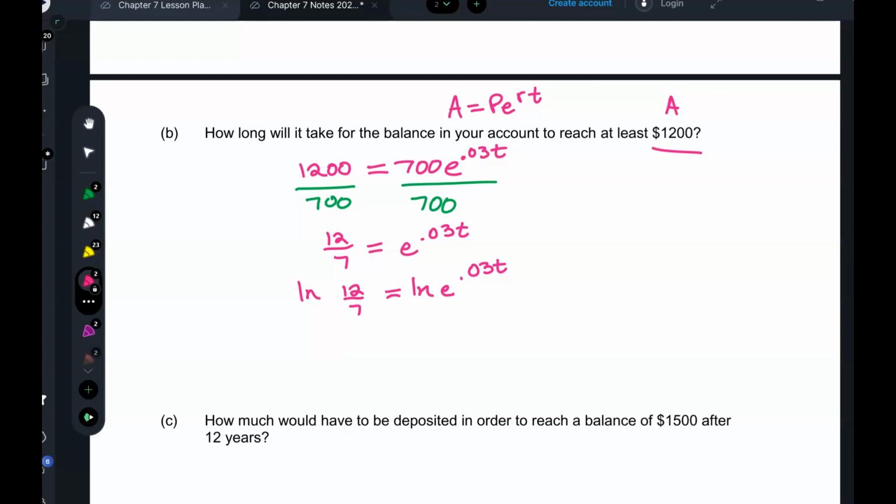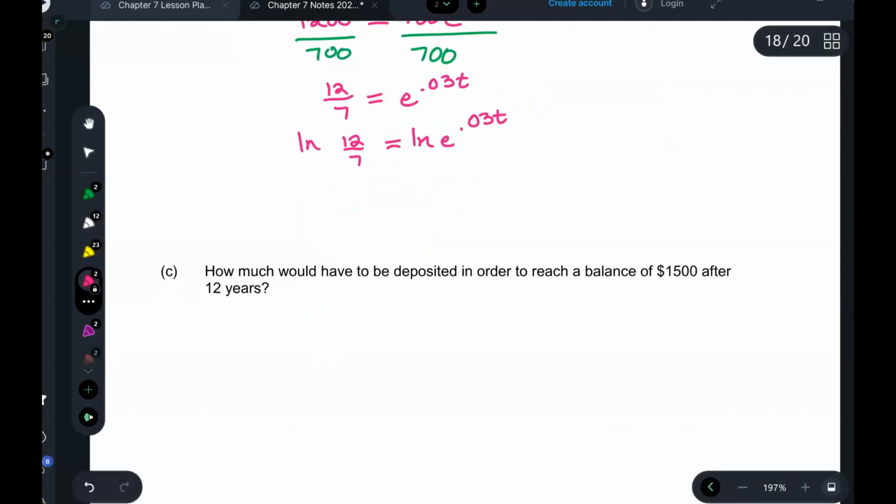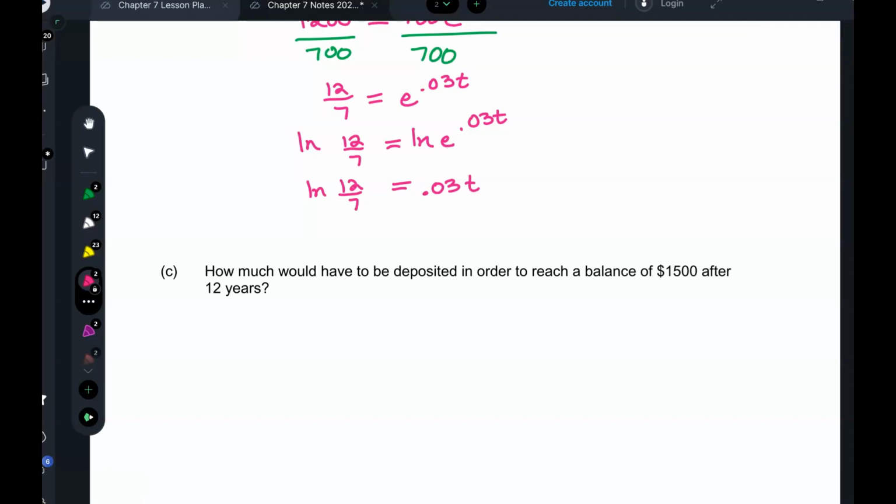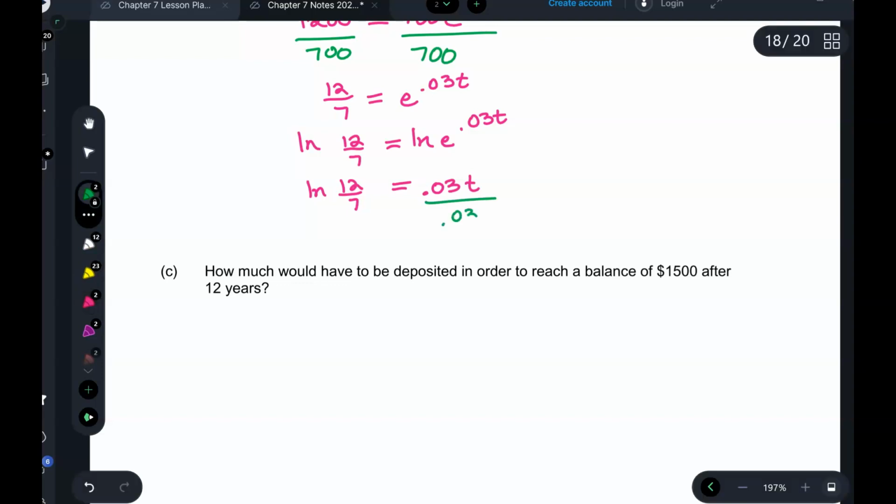Yeah, exactly. So what's going to happen on the right side? We're going to get just 0.03 t. Now I still have the natural log on the left side because I don't have an e on this side, so I have to just leave it like that. Now we get to divide, and I know it's going to be disappointing to see how many years it's going to take.